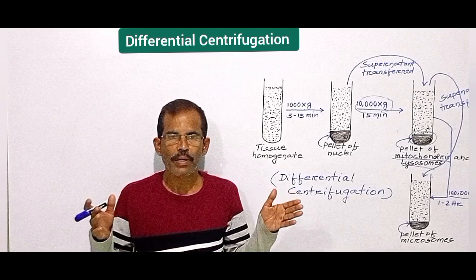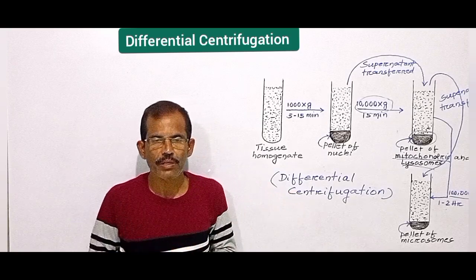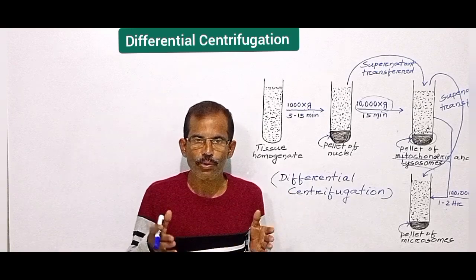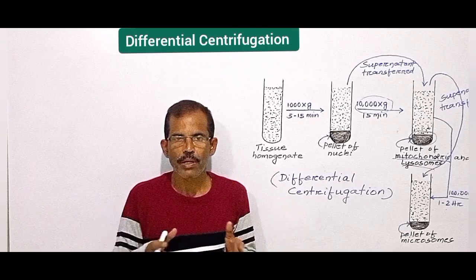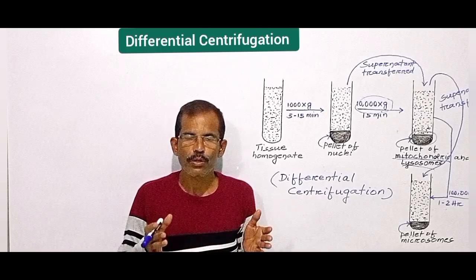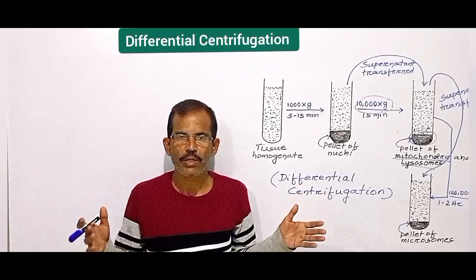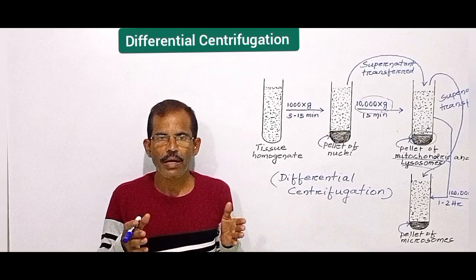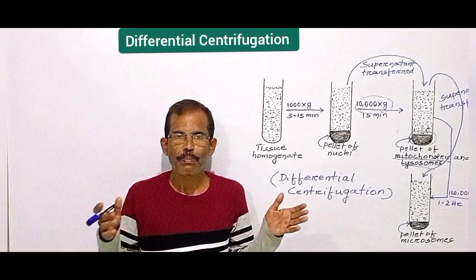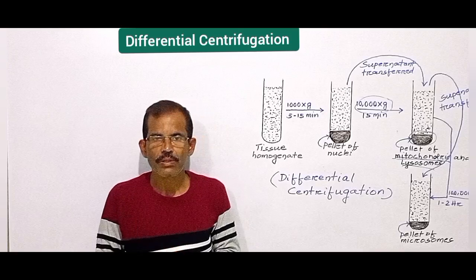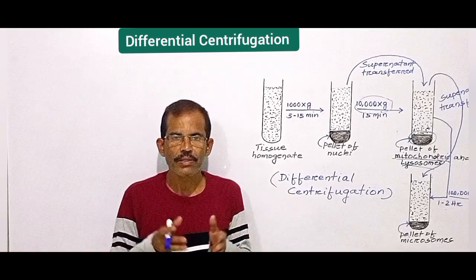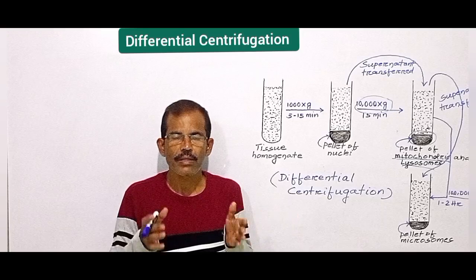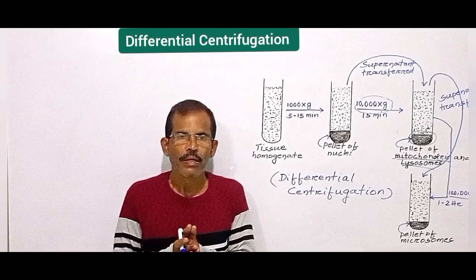Pellets that are obtained from differential centrifugation are never pure. This is because they are mixed with contaminants. In order to minimize cross-contamination, each pellet is washed separately several times by resuspension in buffer and recentrifugation under the same condition.